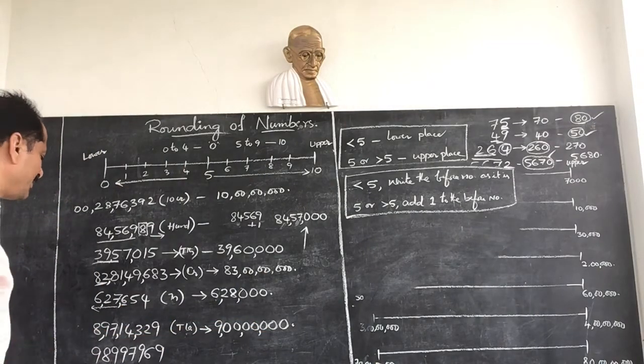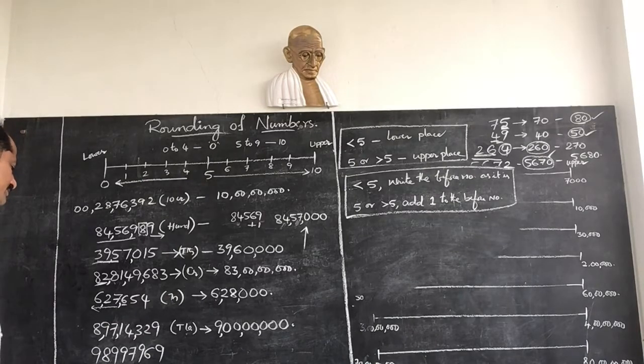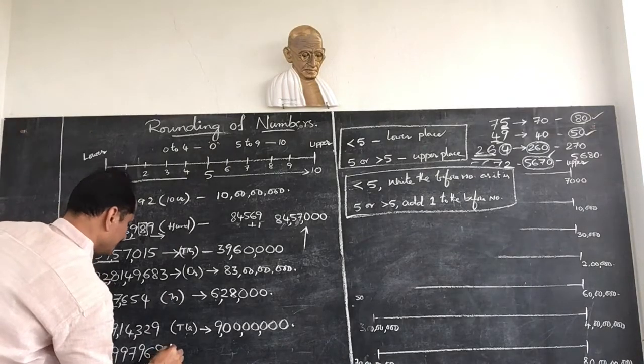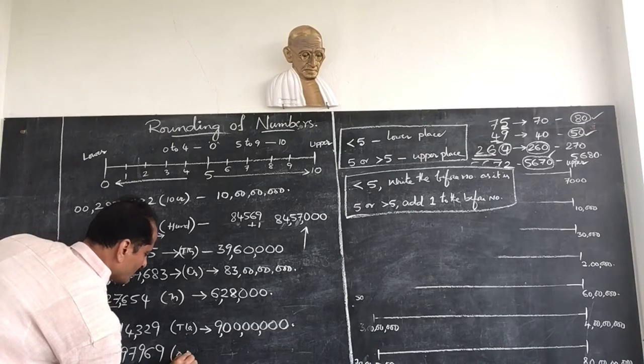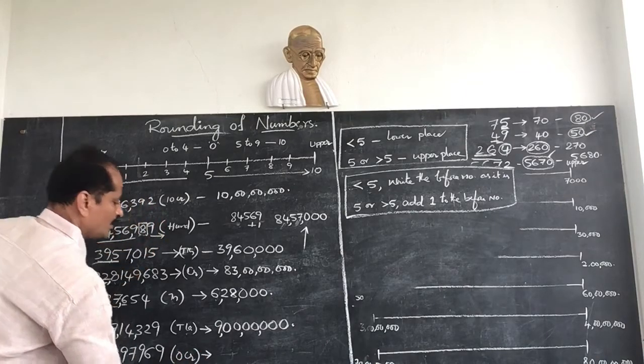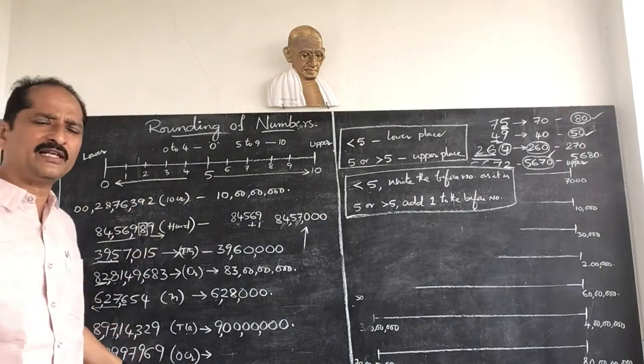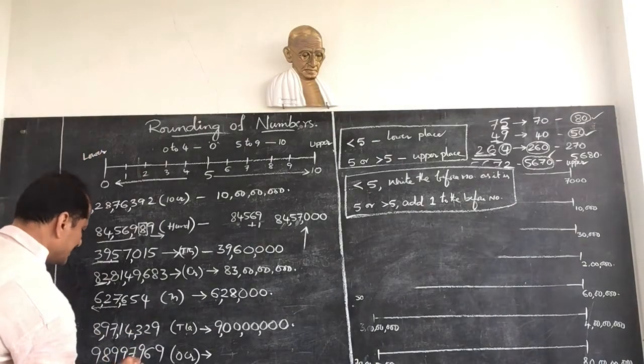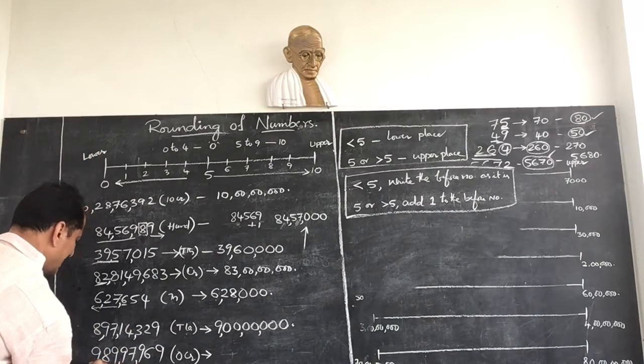Now round off this number to the nearest 1 crore. We should see to round off this number to the nearest 1 crore. So divide this number into units, thousands, lakhs, crore.